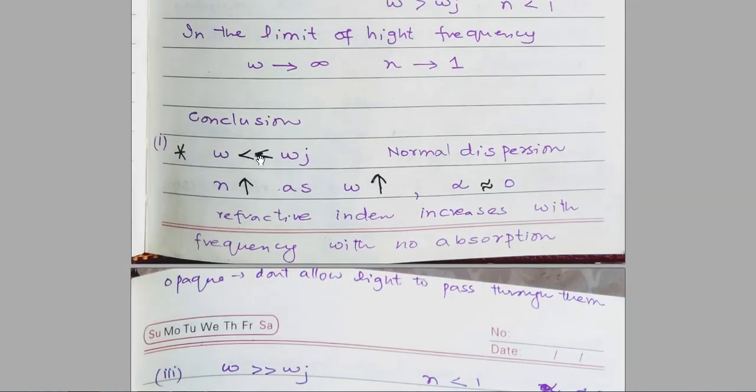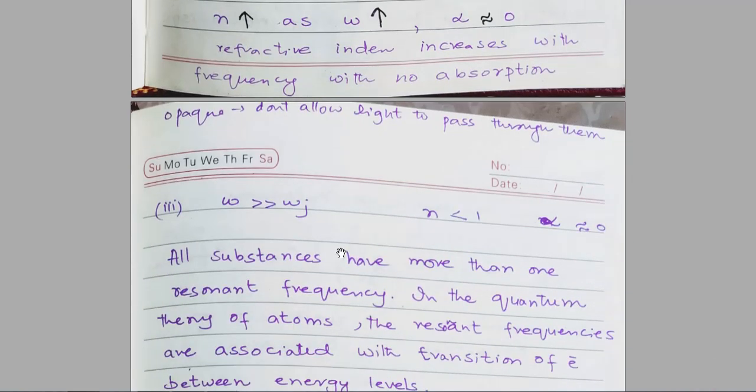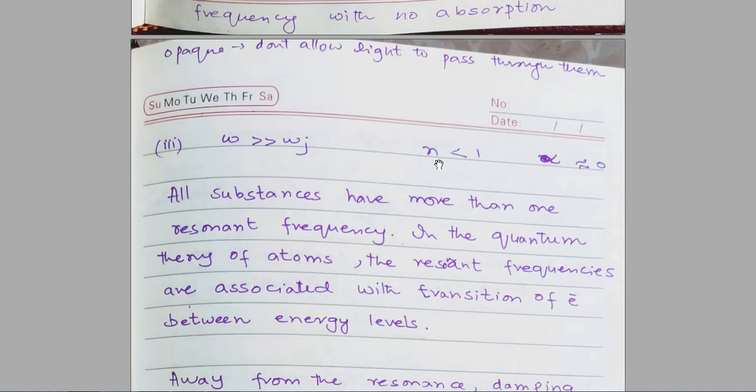Here we have concluded: when omega is less than omega j, the resonance frequency, normal dispersion happens, which means as the frequency rises, the refractive index also rises, and absorption of the wave is equal to 0. The refractive index increases with frequency with no absorption. The second case is at resonance, when anomalous dispersion happens: the refractive index drops down as frequency increases, and this happens due to the absorption of the wave when alpha is non-zero. Above the resonance frequency, n is again less than 1 and absorption is approximately equal to 0.